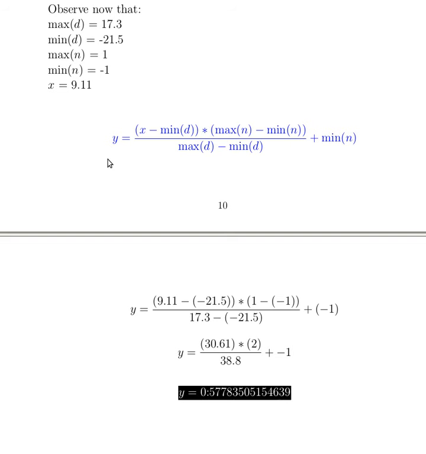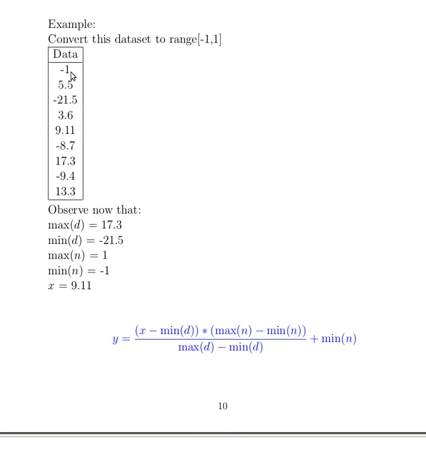That's what 9.11 should map to if we normalize this data set to a range of -1 to 1. Obviously the minimum value of the data, -21.5, should map to -1, and the highest value, 17.3, should map to 1. I'll leave that for you as an exercise. You can experiment and see what happens. You should get those results: -21.5 should map to -1, and 17.3 should map to 1.